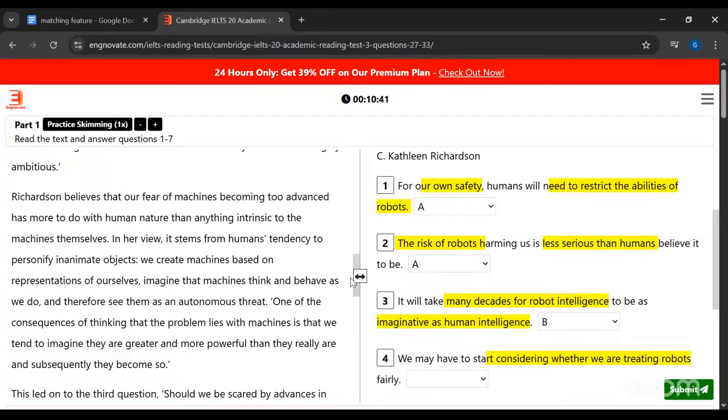We can read out for that reference. I was finding the first one. Just okay. Which line are you referring to? Third last line: one of the consequences of thinking that the problem lies with machines is that we tend to imagine they are greater and more powerful.